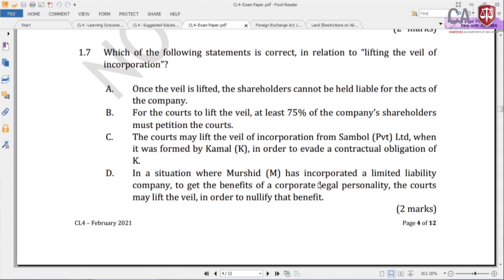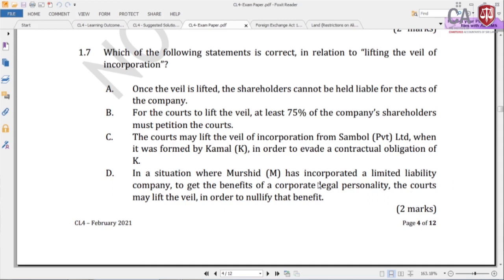Now, the second one, B: for the courts to lift the veil, at least 75% of the company's shareholders must petition the courts. There is nothing like that. There is no provision in the Companies Act that requires this, because even an outsider can petition the court to lift the corporate veil in order to find the perpetrator. So both A and B are wrong.